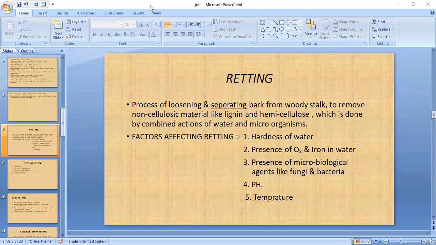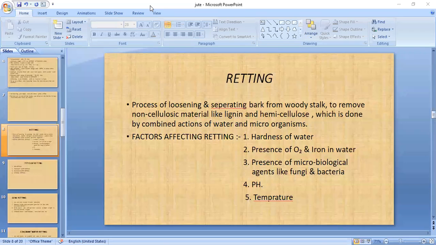So this is a very important process used in jute and flax fibers. First we will define what is retting. Retting is a process of loosening and separating bark from woody stalk to remove non-cellulosic material like lignin and hemicellulose, which is done by combined actions of water and microorganisms.